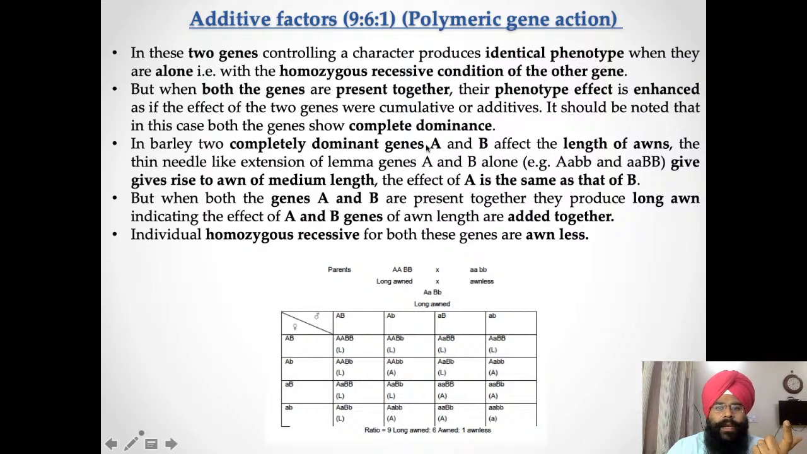So in barley, two completely dominant genes, gene A and B, affect the length of the awns, the thin needle-like extensions of the lemma. If small a and small b are both present, they give medium length. A is the same as that of B. So what we can see is that if both capital A and capital B are present, we see long awns. But if one is small, so one is not present as a dominant, we see medium awns. Only in one case, the last case, do we have awnless. The rest is long, medium or awnless. So like this, we have three different phenotypes because of the additive factor effect.